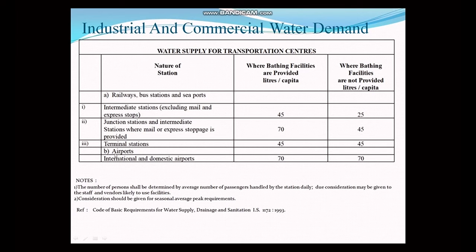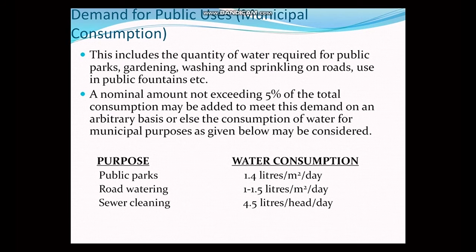And the second important category is airports. For both the international and domestic airports, the required water demand is 70 LPCD where bathing facilities are provided, and 70 LPCD where no bathing facilities are provided. And this information is acquired from the Code of Basic Requirements for Water Supply, Drainage and Sanitation, IS 1172 of 1993. Now, let us come to the demand of water for public users.